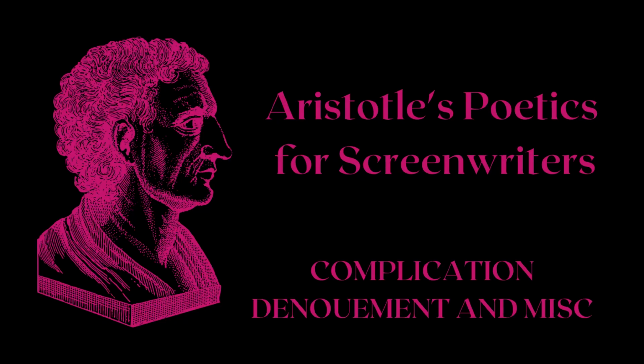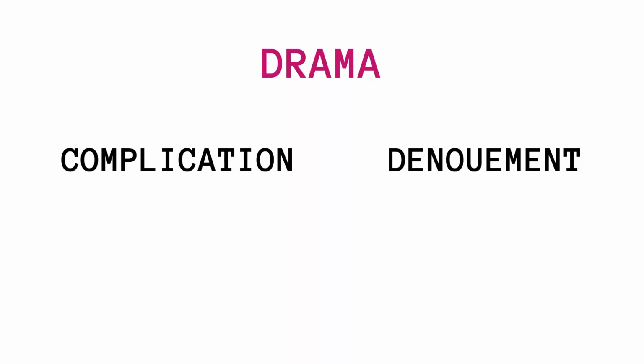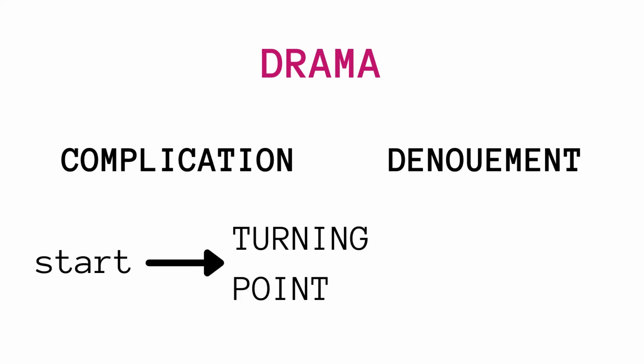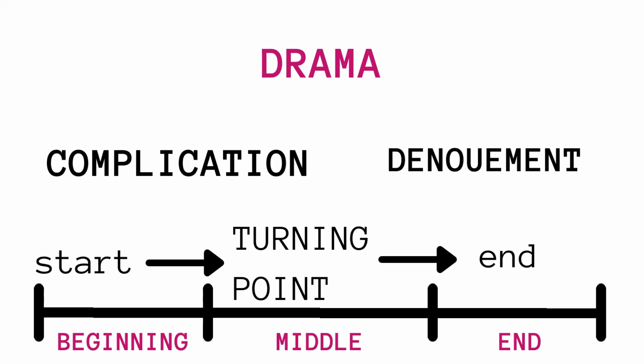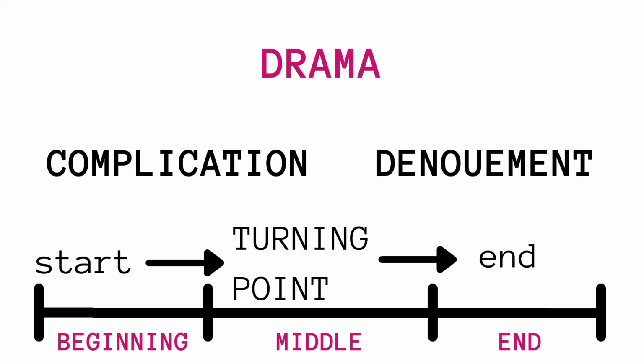Complication, Denouement. Drama has two parts, the complication and the denouement. The complication is anything from the start of the story to the point where there is a turning point, either in a good or a bad direction. The denouement is from that turning point to the end. Usually things outside of the plot are combined with the plot to create the complication, and the rest of that unfolding is the denouement. Now, there are four kinds of drama.